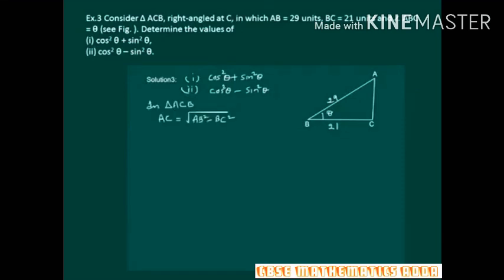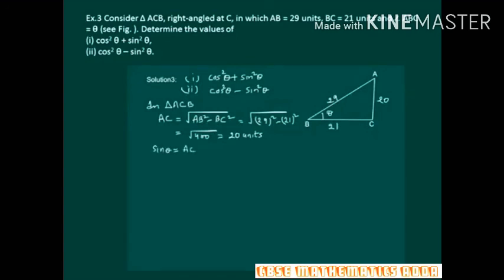So in the triangle ACB, AC equal to root over of AB square minus BC square, that is H square minus B square under root. Putting their values, we will obtain root over of 29 square minus 21 square, and this equal to under root of 400, and this equal to 20 units. By simplification we will obtain AC equal to 20 units. So now we will obtain sin theta.